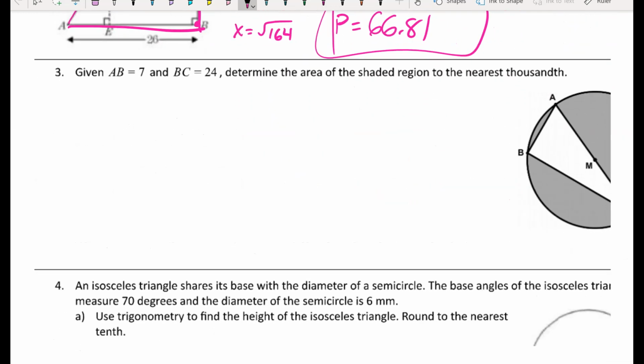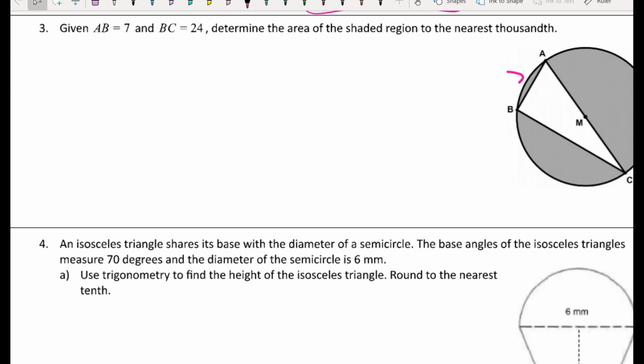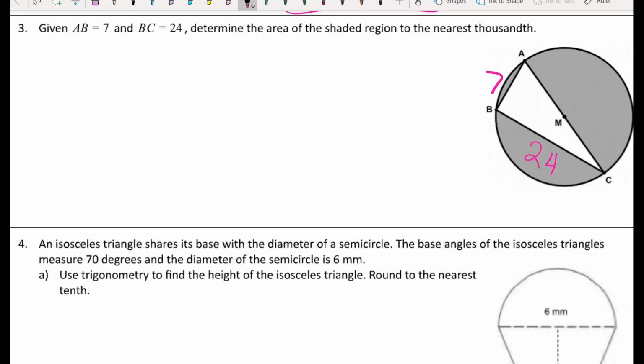Number 3, given AB equals 7, BC equals 24, what is the area of the shaded region to the nearest thousandth? Well, in my head here I see two figures. I see a circle and I see a triangle. So my goal here is going to be to find the area of the circle, the big area, and subtract away the white part, the area of the triangle.